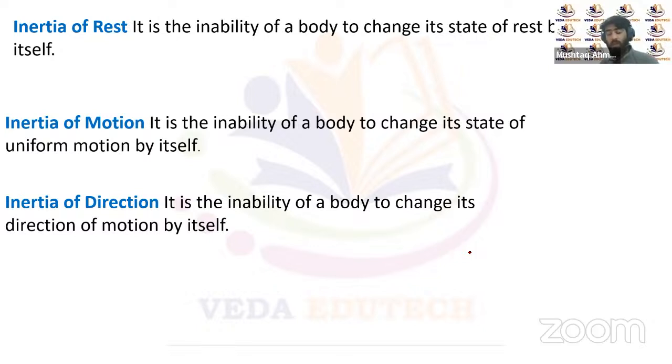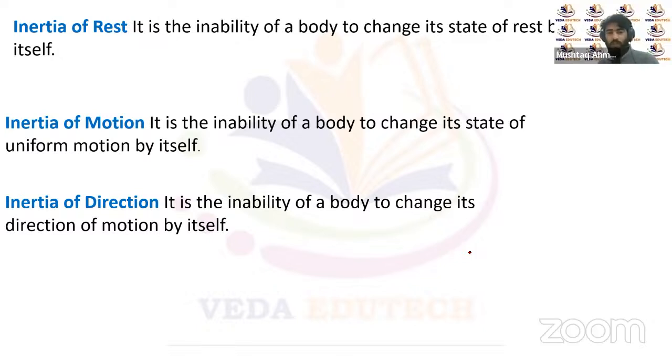And similarly, if a body is initially in a state of motion, then if we try to bring this body to the state of rest, there will be a opposition from the body. That's what we call as inertia of motion. There will be a opposition or inability of a body to change its state from state of uniform motion by itself to the state of rest, right? That's what we call as inertia of motion, right?